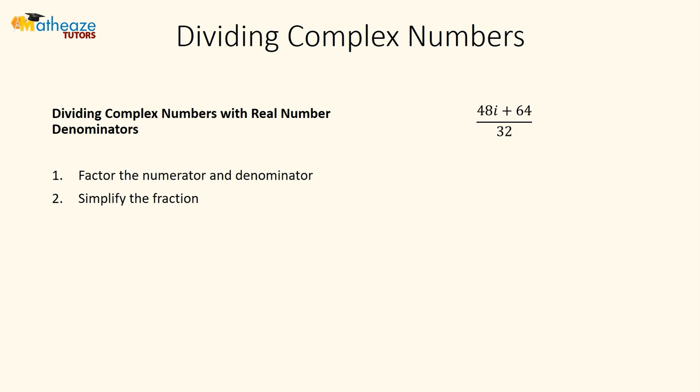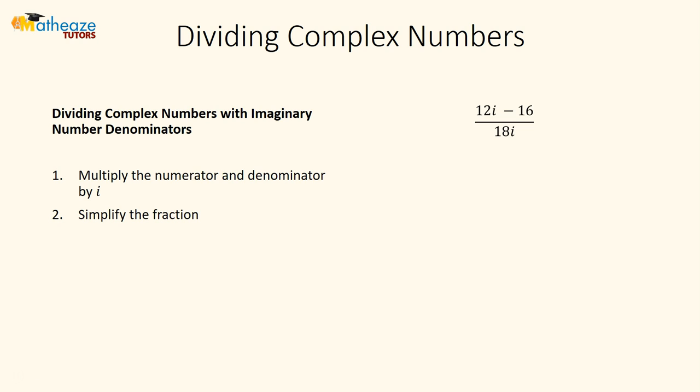Now let's take a look at this one here. The common factor here is going to be 16, and then we have 3i plus 4 divided by 32. Now we divide this through. 16 here is 1, 16 here is 2. So this is 3i plus 4 over 2.